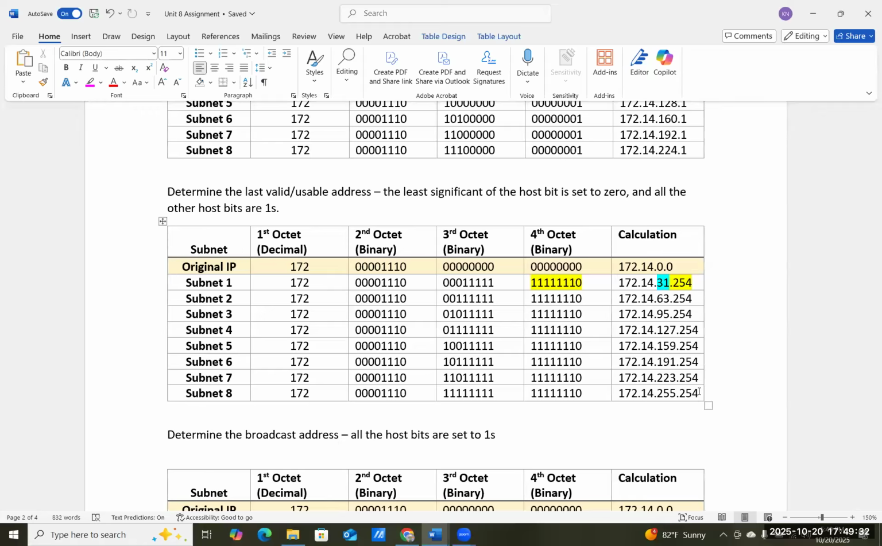Okay, so each chunk is 32. So that's what we have. So we would have one less for the third octet for the last usable IP.